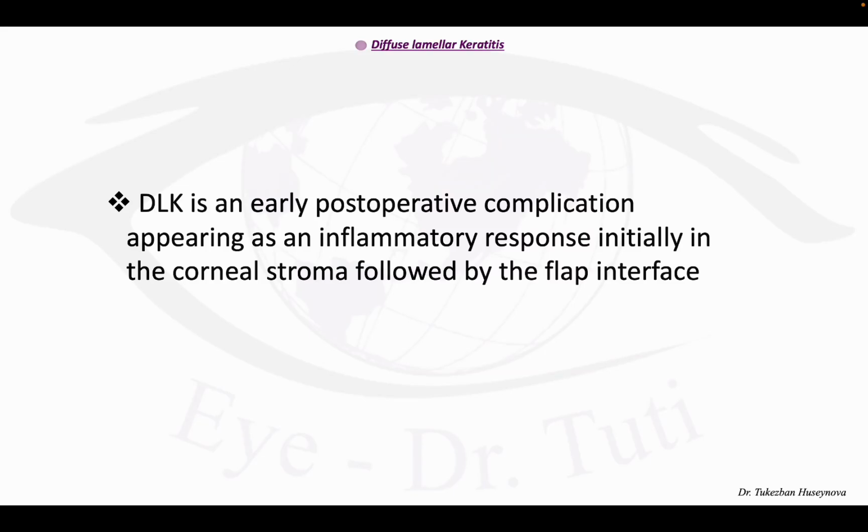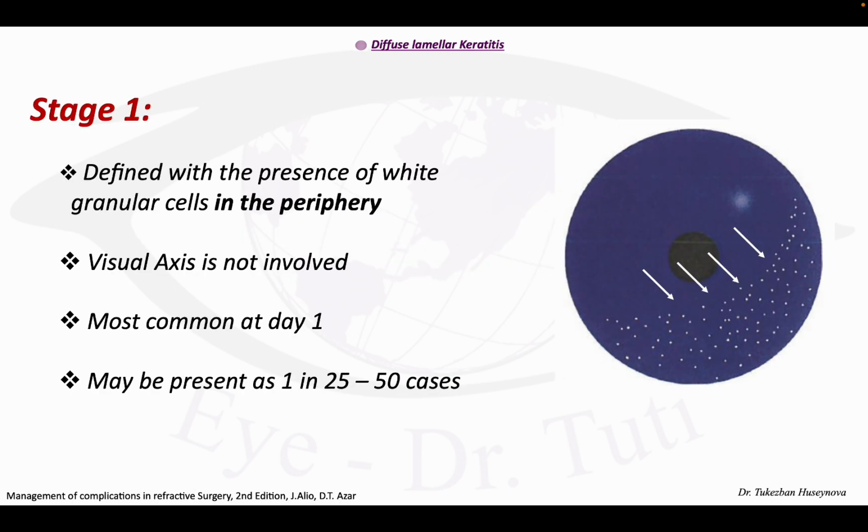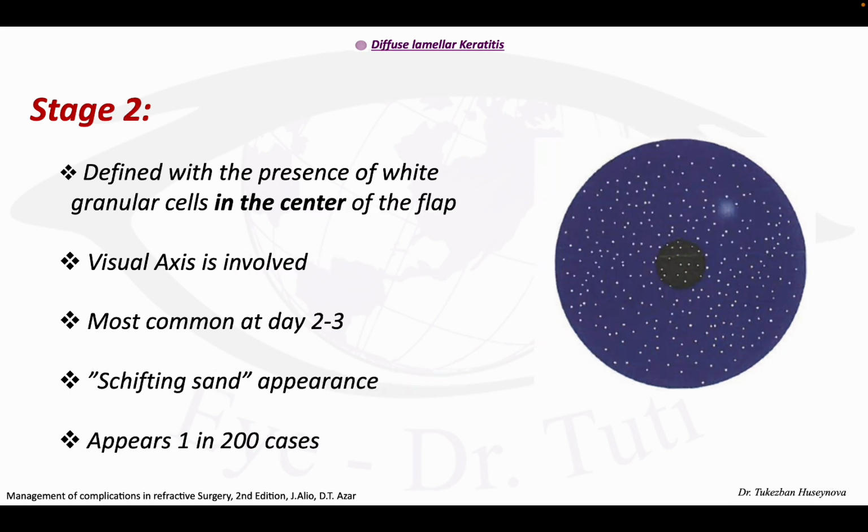DLK is an early postoperative complication which appears as an inflammatory response initially in the corneal stroma, followed by the flap interface. There are a few stages of DLK. Stage 1, defined with the presence of white granular cells in the periphery. Visual axis is not involved. It's most common at day 1 and may be present in 1 in 25 or 50 cases.